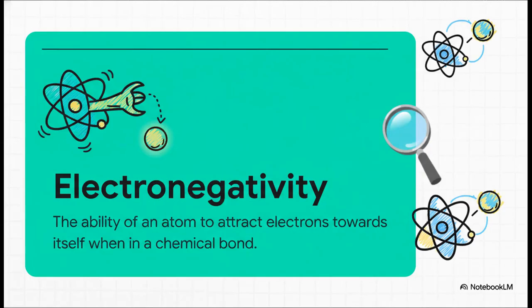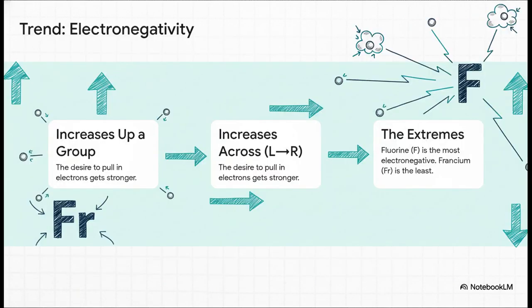And that brings us to our final big trend, electronegativity. If ionization energy is all about keeping your own electrons, electronegativity is about stealing someone else's. It's the measure of how strongly an atom pulls on electrons from other atoms when it's forming a bond. And the trend here is just as clear. The desire to pull in electrons gets stronger and stronger as you move up and to the right on the table. This makes fluorine, sitting up there in the top right, the most electronegative element of all.